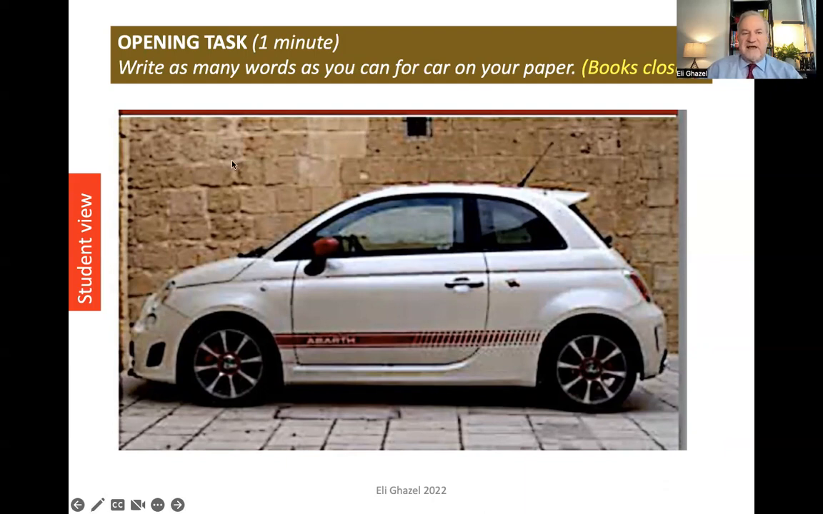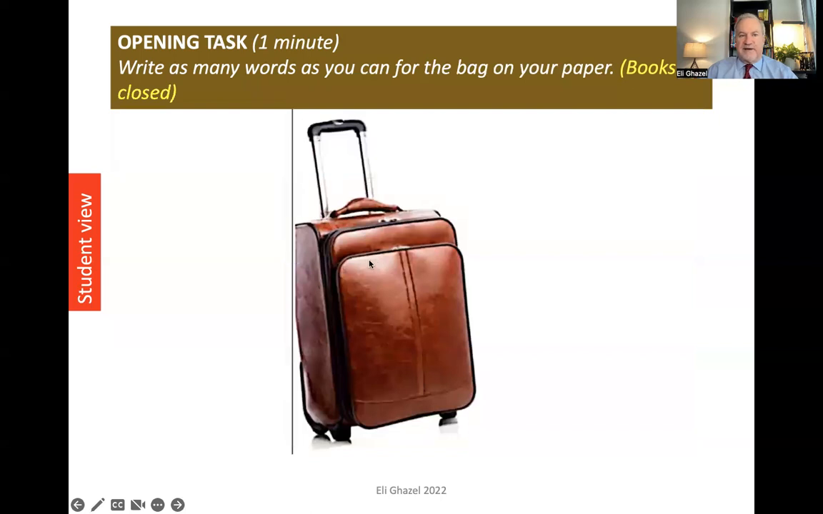Now, when we say write as many words as you can for the car on your paper, some students may write a word, some may write 5. That is not important. The importance of this is to activate the prior knowledge of the students. So after they finish writing for a minute, you say, okay, let's go to the next picture. Remember, the books are still closed.